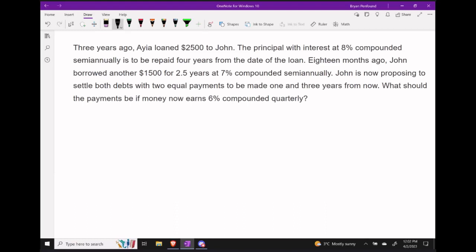John is now proposing to settle both debts with 2 equal-sized payments to be made 1 and 3 years from today. What should the payments be if money now earns 6% compounded quarterly?